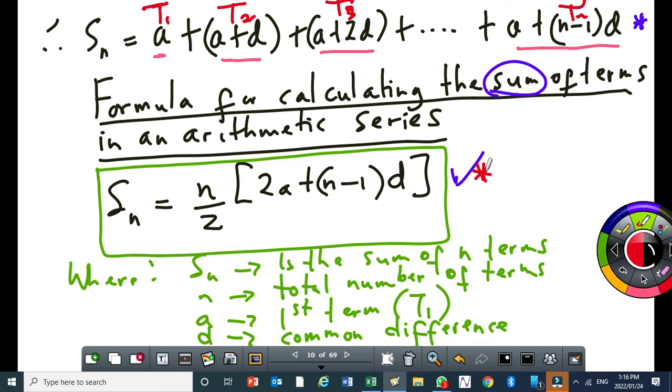So we have got a square bracket here. Inside the square bracket, we have 2a plus n minus 1 times d. Then you close the bracket. So the n over 2, which is outside the square bracket, multiplies everything inside.